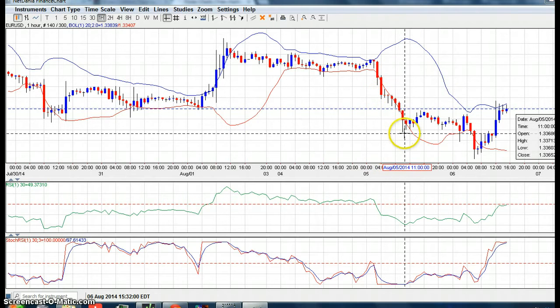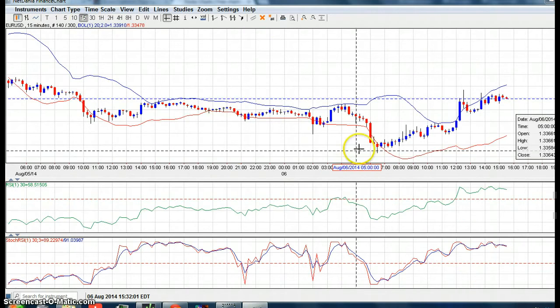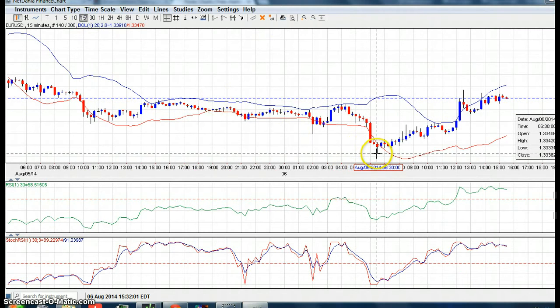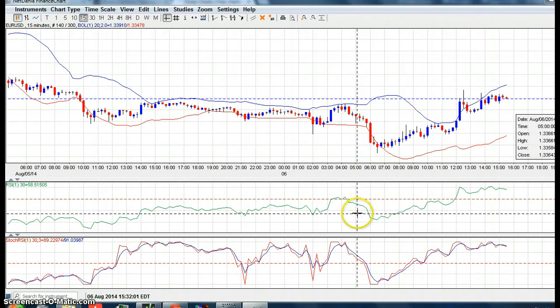So when it's low like this, and some news happens, and it's outside the bands like this, then I'm taking a good 30-minute trade. And this is 15, so let's go to 15 minutes. If I'm way down here, I'm gonna take a 15-minute or 30-minute trade, and I'm gonna be up here, and that's a win.